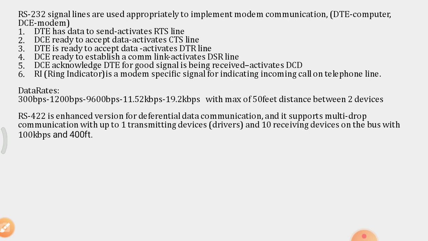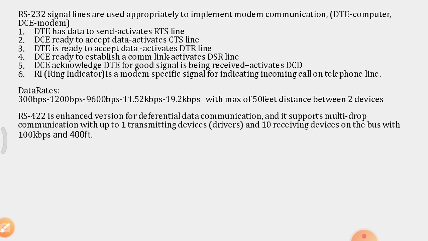The data rates of this vary from 300 bits per second to 1200 bits per second, or 9600 bps, 11.52 kbps and 19.2 kbps, with a maximum of 50 feet distance between the two devices.